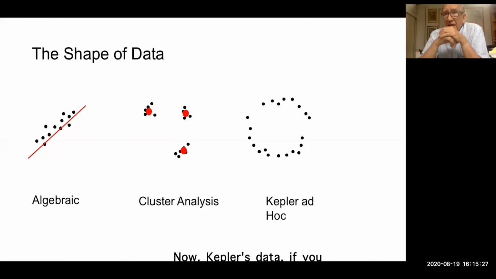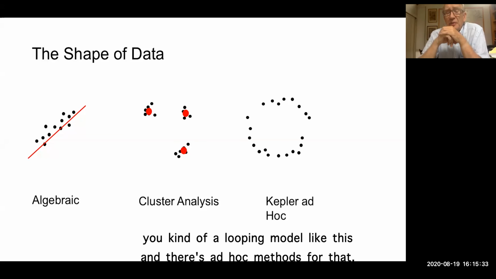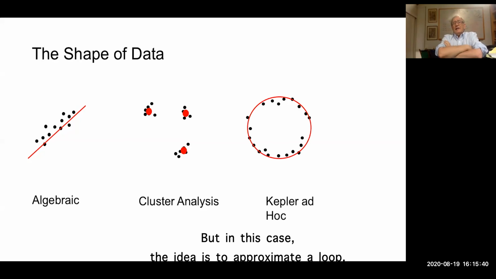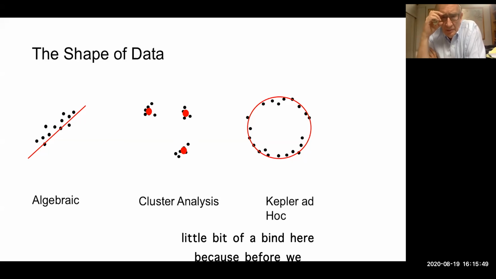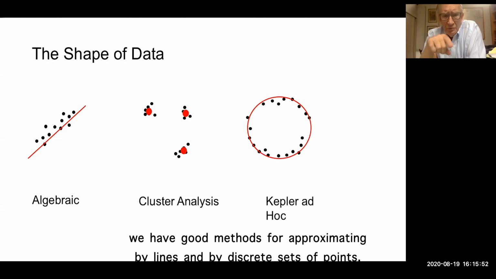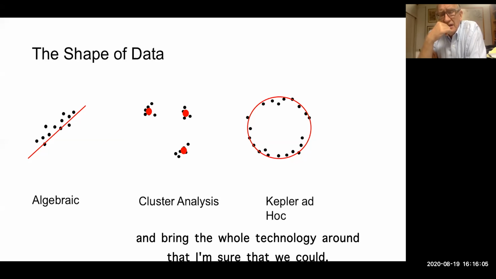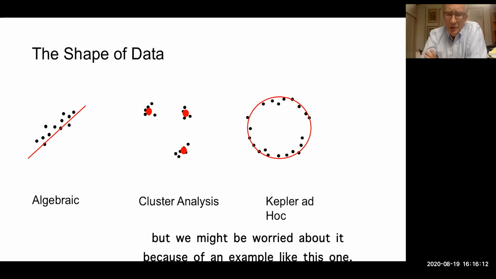Now, Kepler's data, if you remember, for a planet circling the sun, will give you a looping model like this. And there are ad hoc methods for that. But in this case, the idea is to approximate by a loop. That loop may not necessarily be circular as it is here, but it might be elliptical or whatever. But we're already in a bit of a bind here, because before we had good methods for approximating by lines and by discrete sets of points, but we don't really have quite the same thing for loopy data. We might go ahead and build a whole technology around that. I'm sure that we could, but we might be worried about it because of an example like this one.